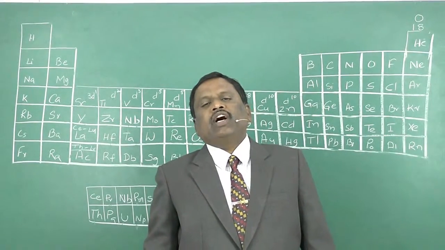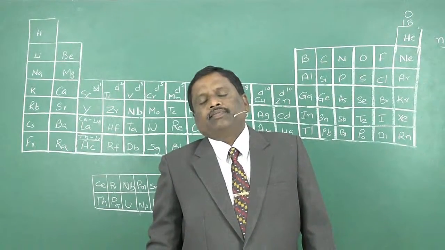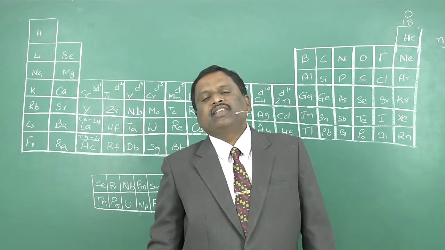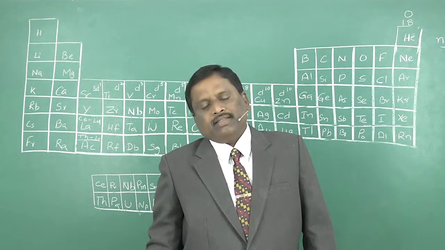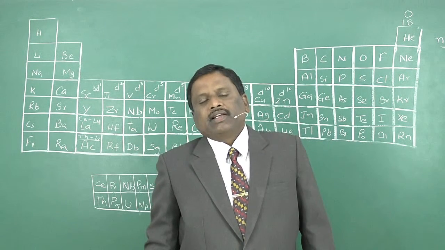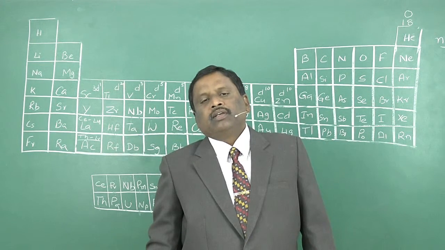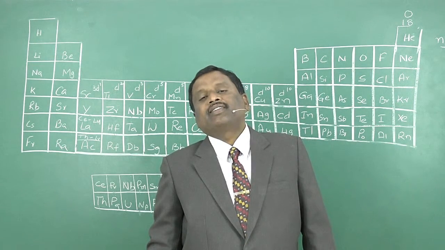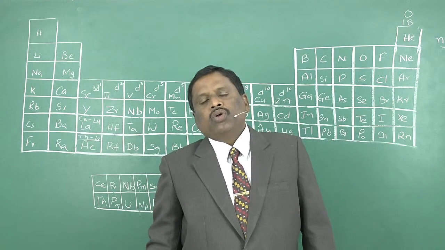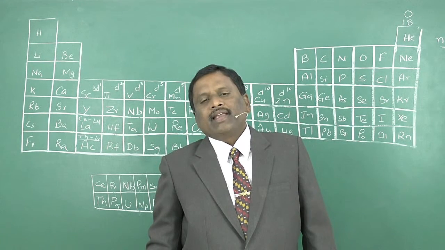The general electronic configuration of these elements is ns2 np6. But in extraordinary conditions, krypton and xenon are found to form certain compounds with highly reactive elements like fluorine and oxygen. That's why now the name inert gases is not used for these elements, and now they are called noble gases.